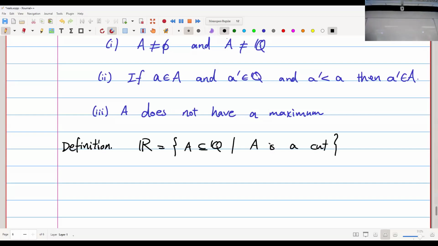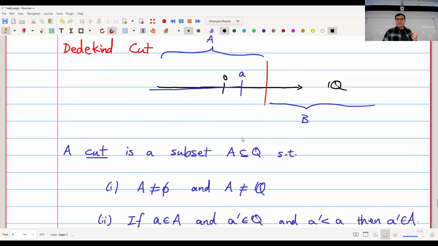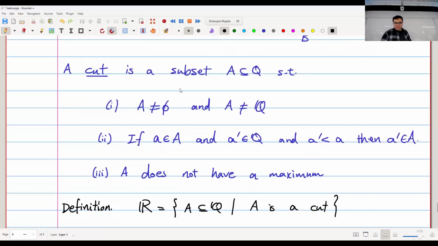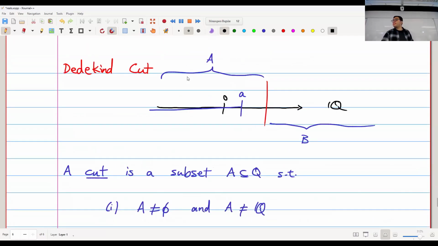That's my definition of real numbers. So I'm just defining the real numbers as being cuts. I'm saying every real number is just one way of cutting the rational numbers in two halves, A and B, such that all the elements in A are smaller than all the elements in B. And in this definition, I'm not even using B, I'm just writing everything based on A.